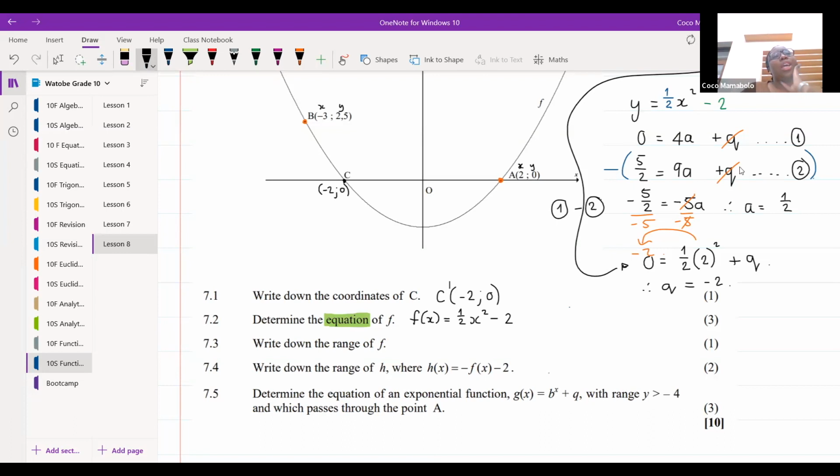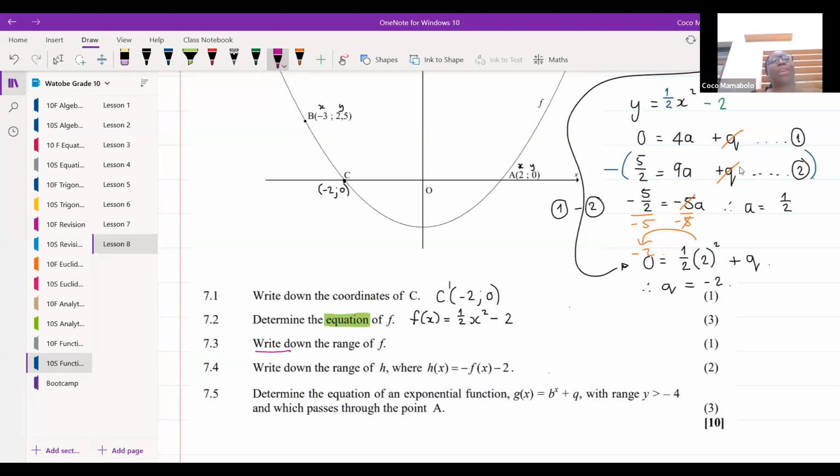Tell me if we understand, give me a thumbs up. If we're still a bit lost, give me a thumbs down and we'll have a conversation. For those of you who are going to give me a thumbs up anyway, and you're like, ma'am, I got you, easy stuff. Give me the range, please. Give me 7.3. Okay, Samuel, you need to wait for me to finish. Give me some time.